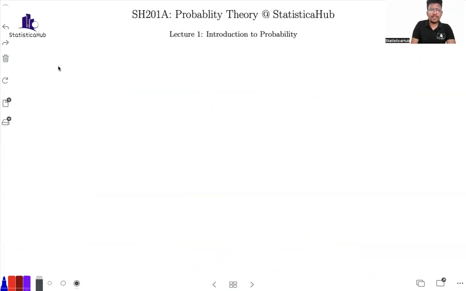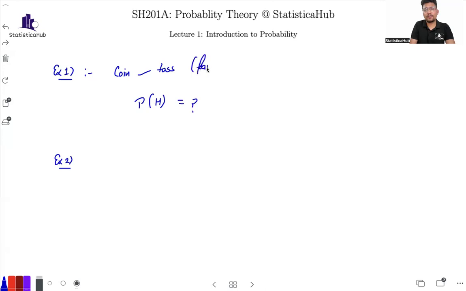Moving ahead, let's start with some very general, very basic examples. Let me give two scenarios. In example number one, I'm having a coin, and if I toss the coin, what is the probability that I will get a head? And I'm assuming that my coin is a fair coin.